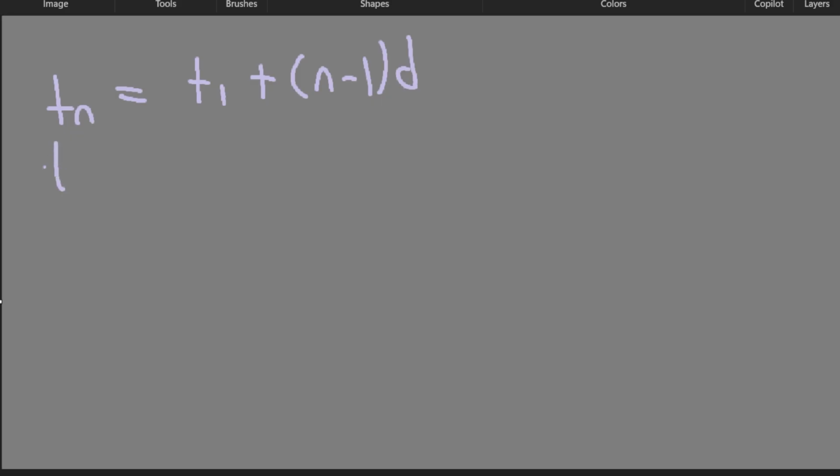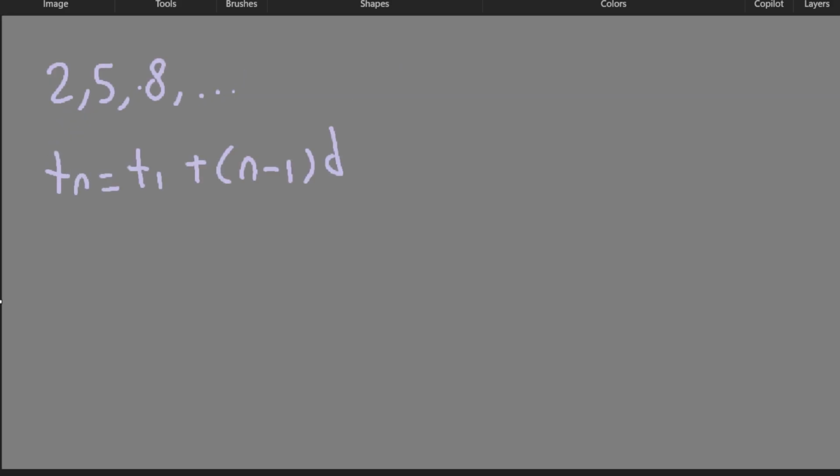Okay, so find the formula for the nth term of this arithmetic sequence on the screen. Term 1 is 2, so Tn is equal to 2 plus n minus 1, and the common difference, 5 minus 2, is 3. Okay, so here's our formula.